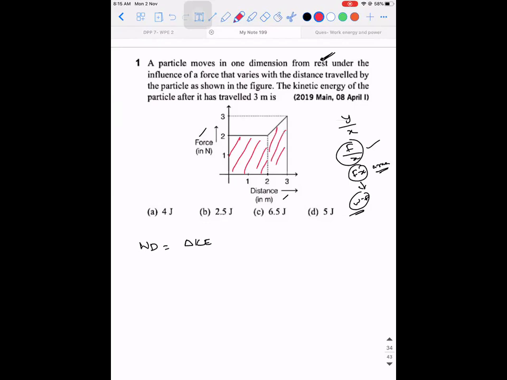This area plus this area. So how to calculate the area, guys? Area of the rectangle, 4, plus area of the trapezium, half into base into sum of the parallel sides, that is 2 plus 3, is equal to change in kinetic energy. Here it is going to be the final kinetic energy, because initial is 0. So 4 plus half into 5 is equal to kinetic energy final. So 5 by 2 plus 4, 2.5 plus 4, 6.5 is the answer. I hope it is clear.